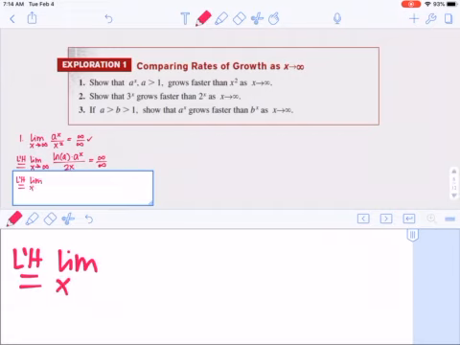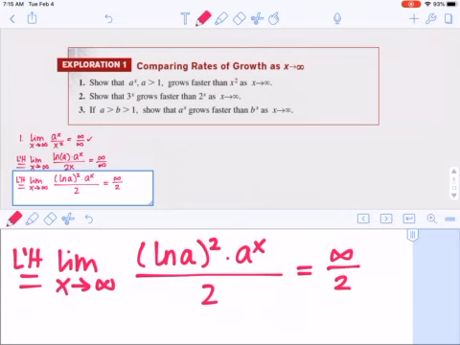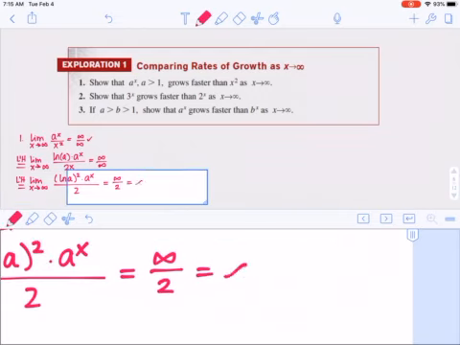Remember your limit statement. Okay, on top, natural log a is just some number, so it's a constant. So I'm not going to worry about that. And if I take the derivative of a to the x again, it's another natural log a times a to the x. And so what I have here is natural log a, that quantity squared, times a to the x, because 2 copies of that times a to the x. And then on the bottom, I have 2. So if you quote-unquote plug in, again, you're doing infinity divided by 2, which is infinity.